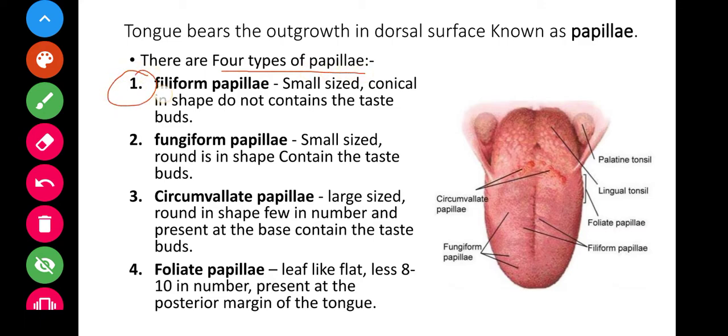There are 4 types of papillae. First one is filiform papillae. These are filiform papillae, small sized, conical in shape and do not contain taste bud.